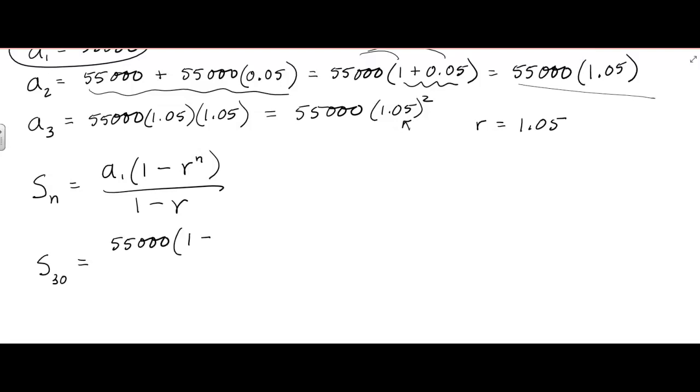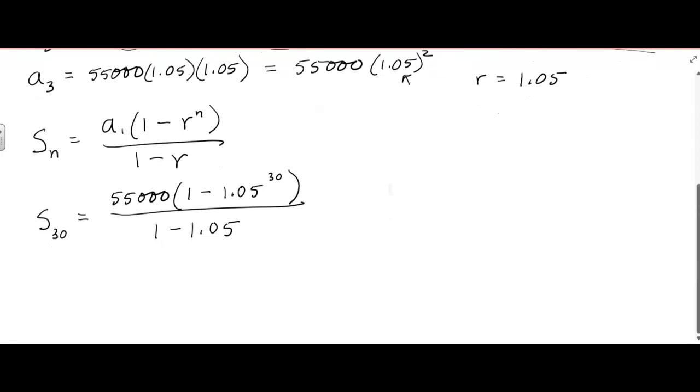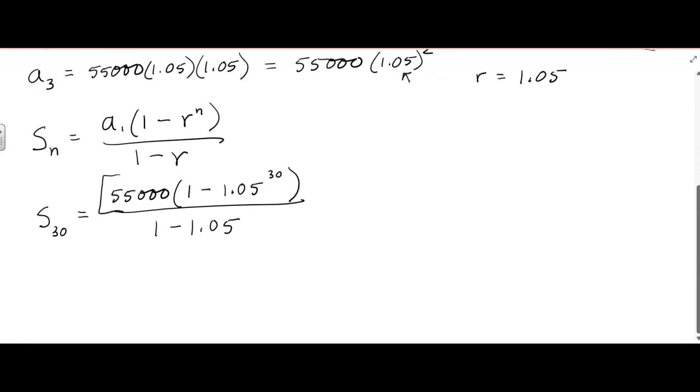times 1 minus, now what was r? It was 1.05 to the 30th power over 1 minus 1.05. Okay, so we're going to put this in the calculator. We're going to put brackets or parentheses around that. And then you're going to want to put parentheses around that or go ahead and do the subtraction if you want to. Okay, but we'll just go with the parentheses. So I've got parenthesis 55,000. Make sure you get enough zeros.